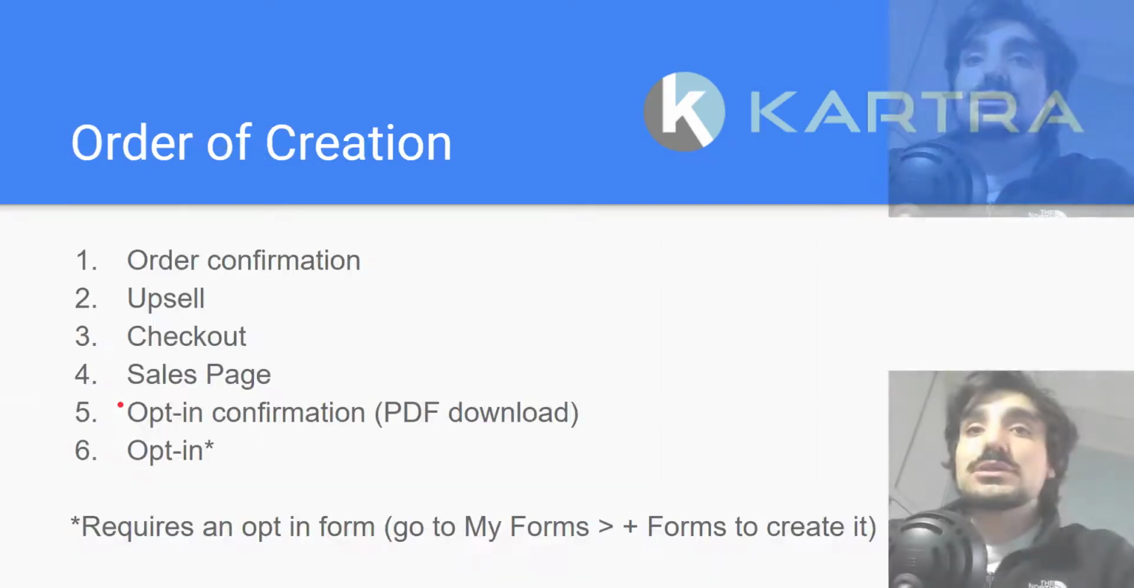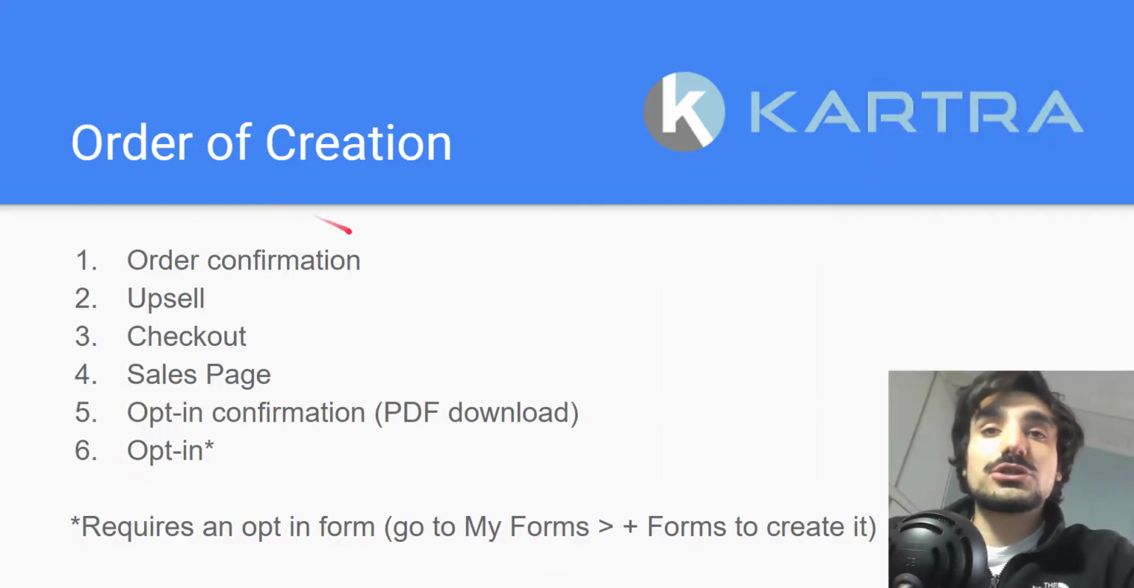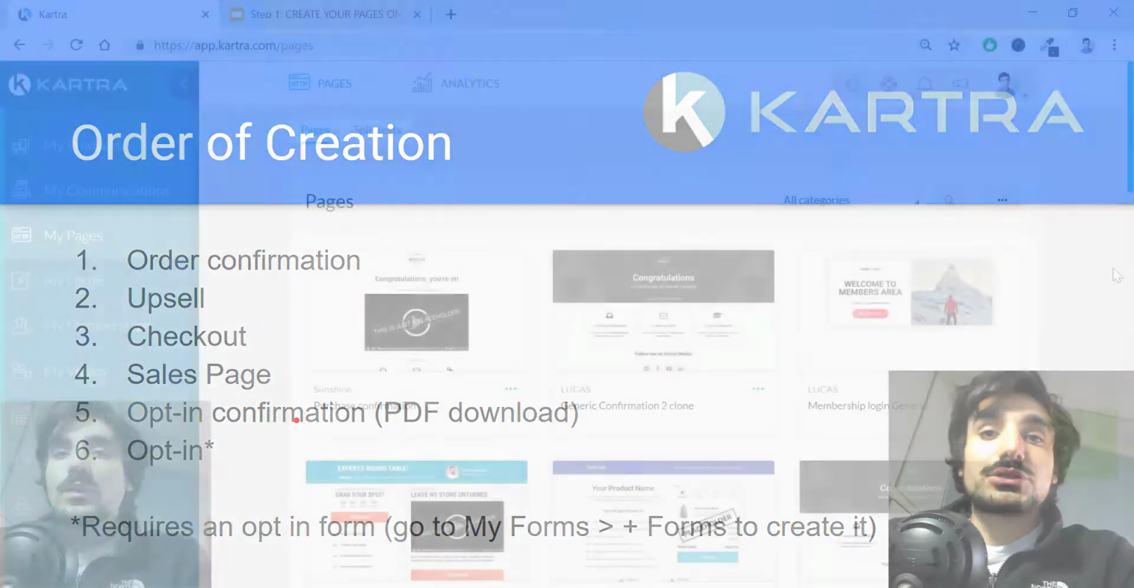So that leads us to consider the order of creation of the page. The first page we're going to create is the order confirmation page. Then we're going to build the upsell page. Third place, we're going to build the checkout page. Fourth place, we're going to build the sales page. Then the opt-in confirmation page, which of course will contain the PDF download. And finally, the opt-in page.